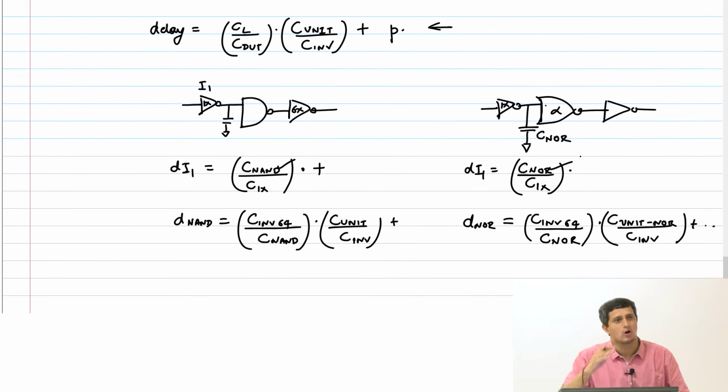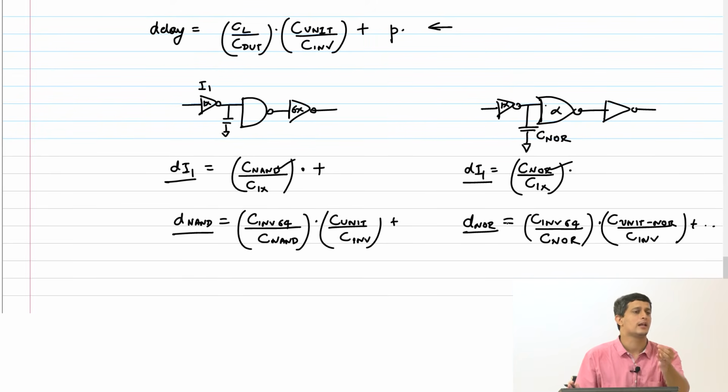When we sized and we got this 4 by 5, 5 by 4 and all, we said these two are the same, therefore these two delays have to be the same. Now I can compare just the delay of the NAND and the NOR and tell you which of these two paths is better, is what we said, right? So this is the idea of logical effort.